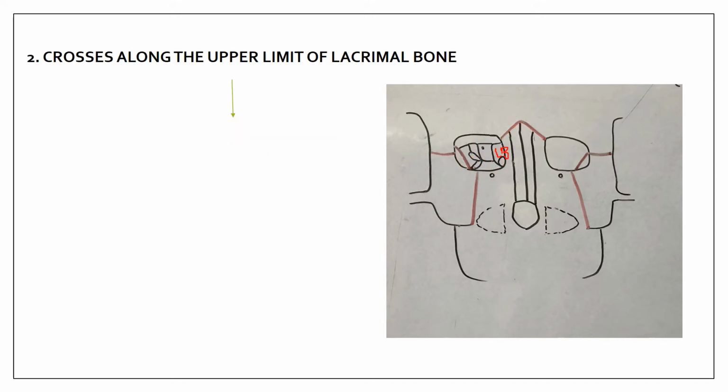Next, it crosses along the upper limit of the lacrimal bone. As I have said, this is the lacrimal bone. So your fracture starts from the frontonasal process, then it crosses along the upper part of the lacrimal bone. Now your fracture line is crossing the upper part of the lacrimal bone. Over here, it has entered the lacrimal bone.